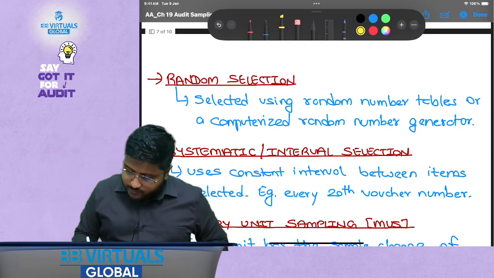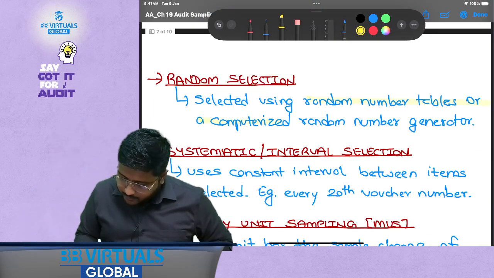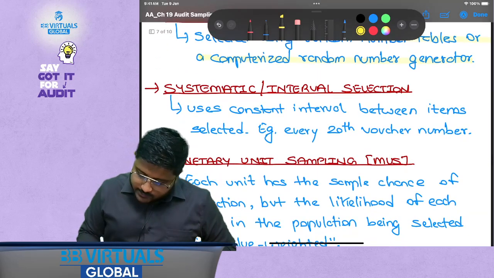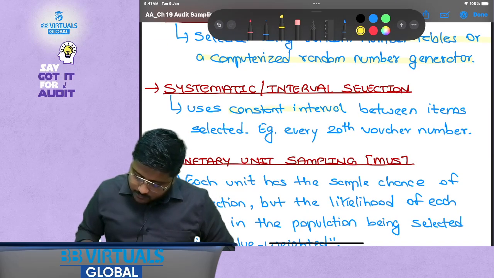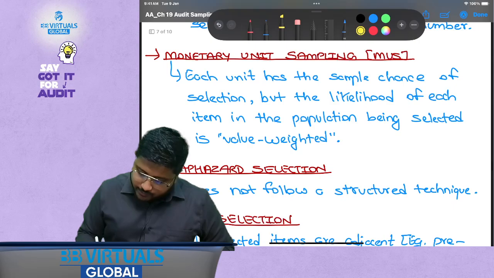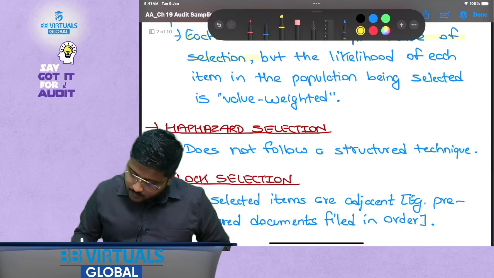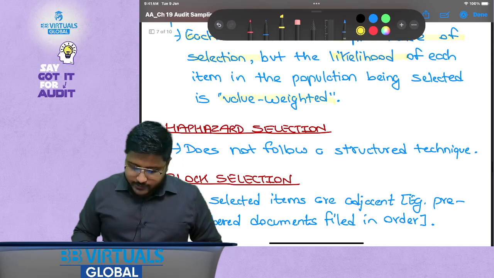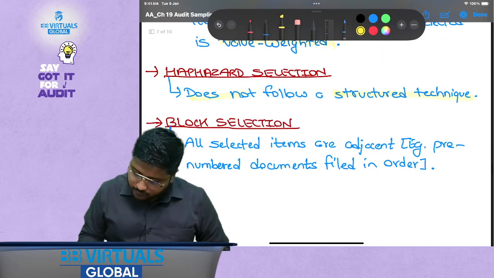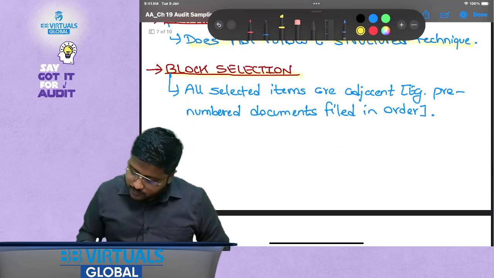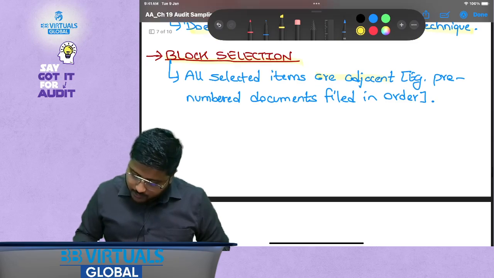Random selection: selected using random number tables or a computerized number generator. Then systematic interval selection uses a constant interval, every 20th say. Monetary unit sampling: every unit has a chance of selection, and likelihood depends on value weights. Haphazard: no structure, does not follow a structured technique. Block selection: adjacent items are there, say 1 to 20.